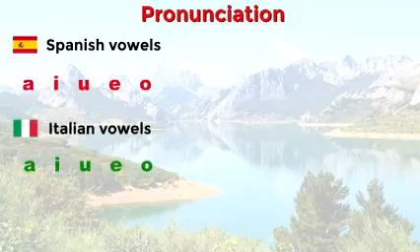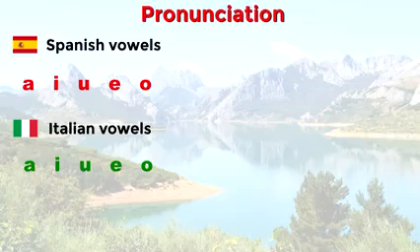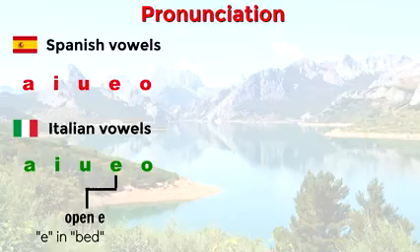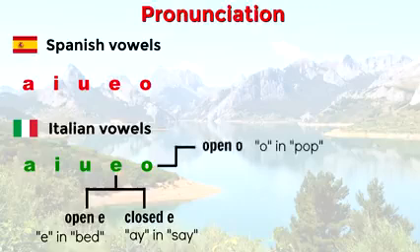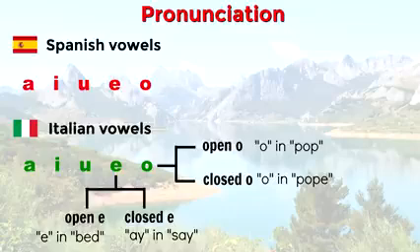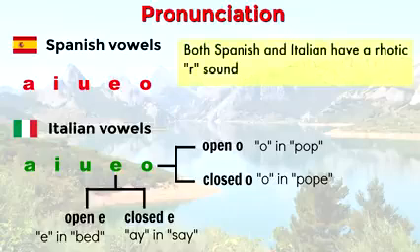Italian also has these 5 vowel sounds plus 2 additional ones. Italian has 2 E sounds, open E, like the E in bed, and closed E, like the vowel sound in say. It also has 2 O sounds, open O, like the O in pop, and a closed O sound, like the O in pope. And both Spanish and Italian have a similar rhotic R sound.